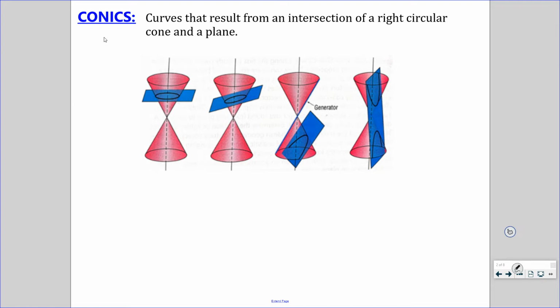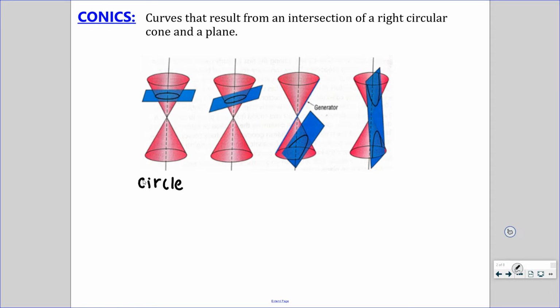Alright, so you basically could visually see here how we could take a right circular cone and a plane, and we could form these four different shapes. She went through and showed you all the angles and all that jazz. We're just basically going to graph these different shapes. So we're going to graph circles.